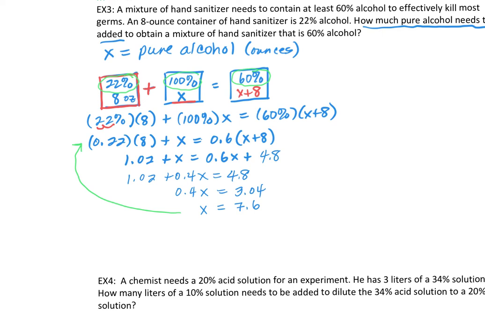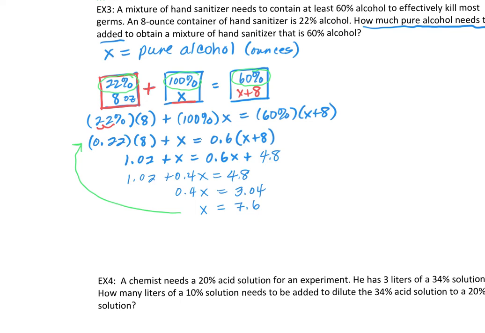They're very close together, which means that when I find the amount of ounces for each one, they should be similar. So 7.6 is very close to the 8 ounces of the 22%. So that 7.6 makes sense to me.